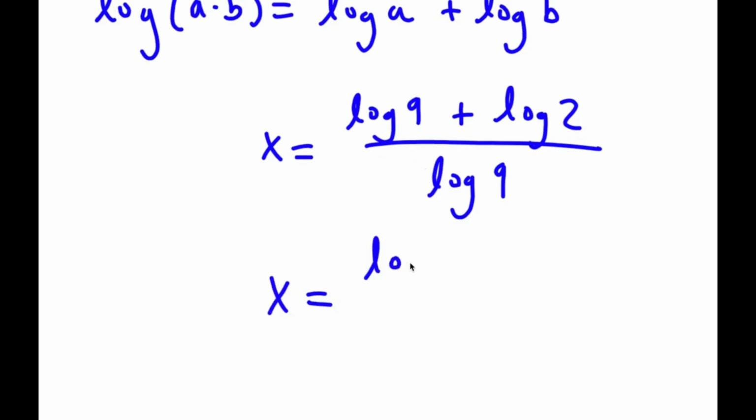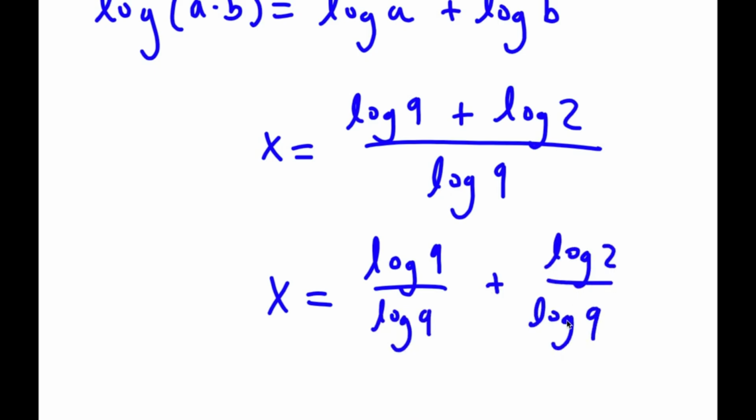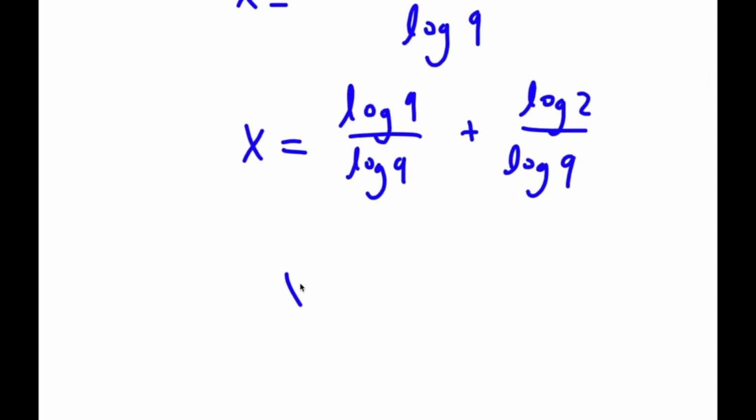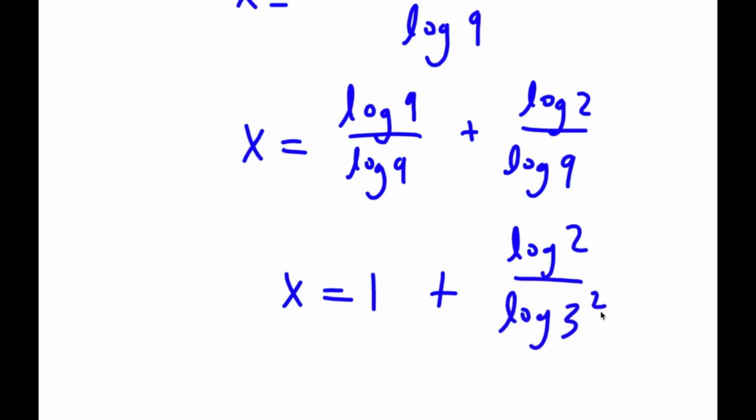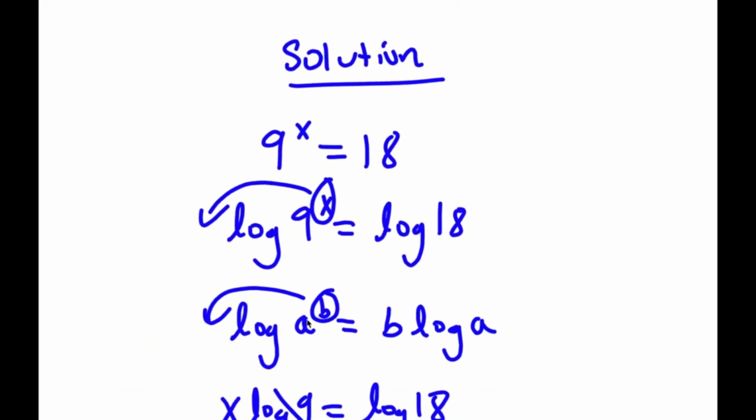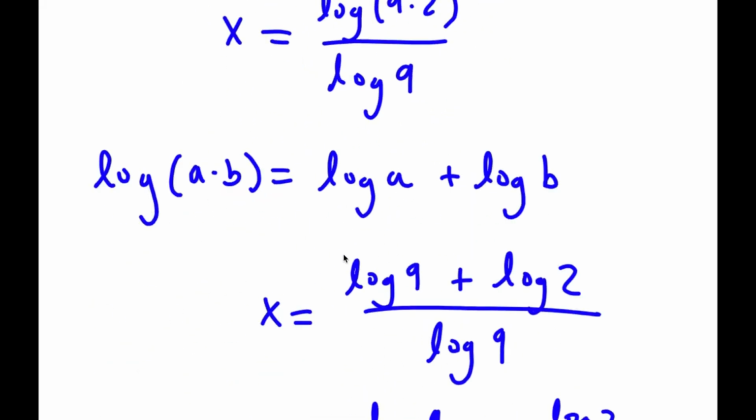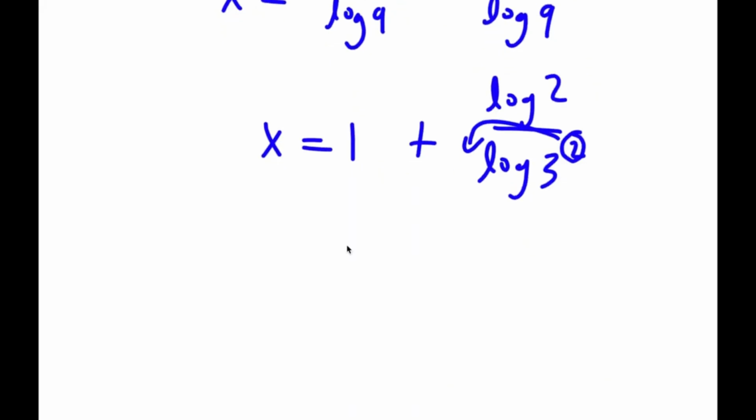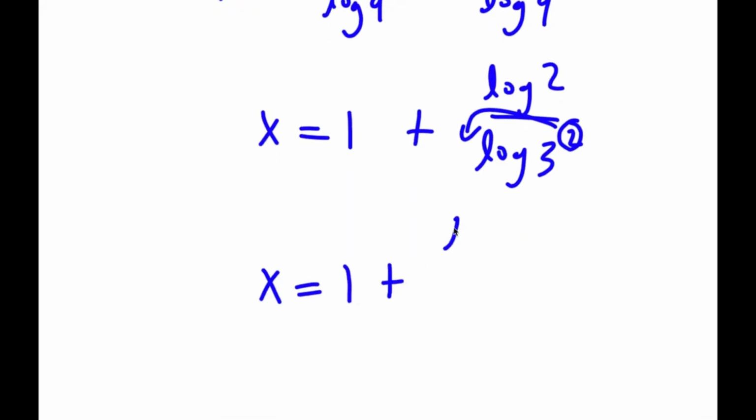Now this is the same thing as log 9 over log 9 plus log 2 over log 9. Log 9 over log 9, that's simply equal to 1. So I have 1 plus log 2 over log 9, I can rewrite as log 3 squared. And remember, if I have something in the form log a to the power of b, I can simply move b to the front. So in this case, log 3 squared, I can move 2 to the front. So now I'm going to have 1 plus log 2 over 2 times log 3.